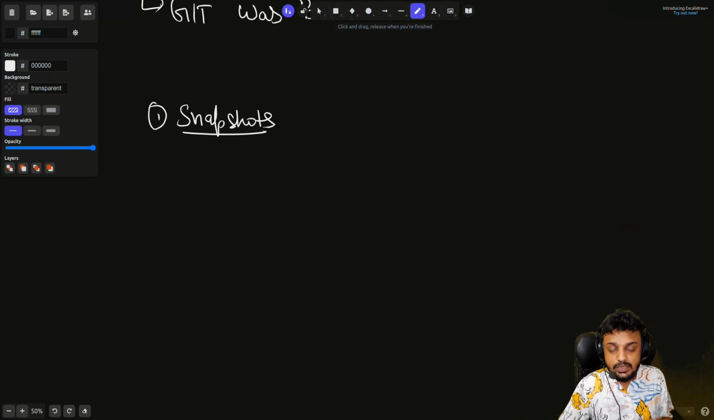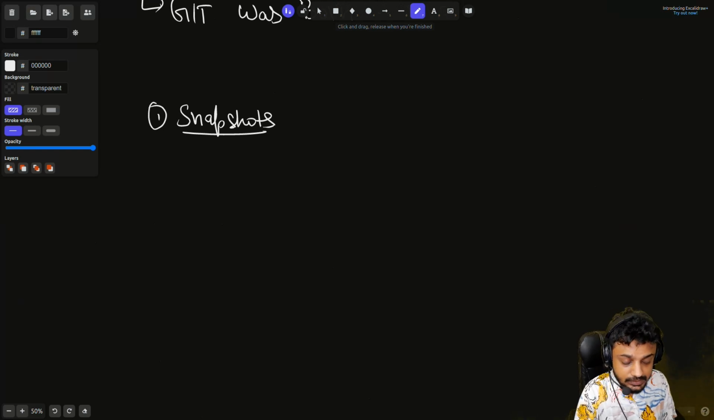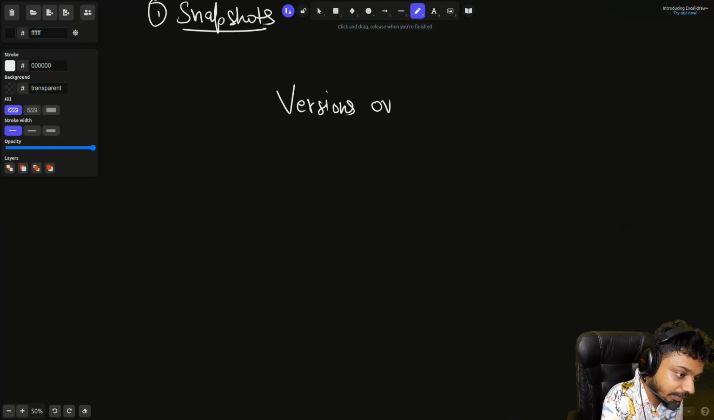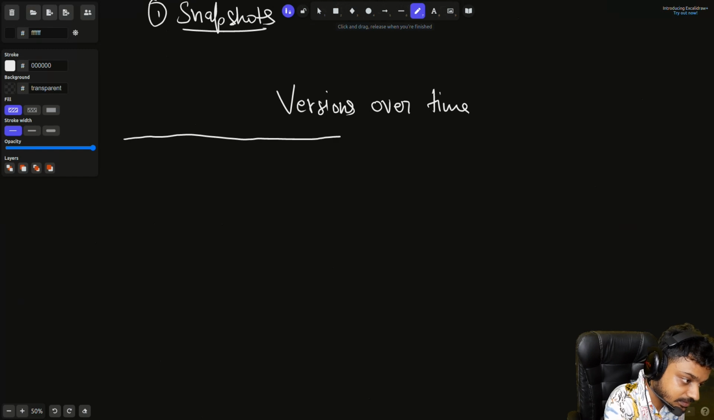And this version control system is also known as delta based version control systems, right? So with a simple diagram, I'm going to explain how other version control systems work. Let's say that these are the versions over time, right? So these are your versions over time.